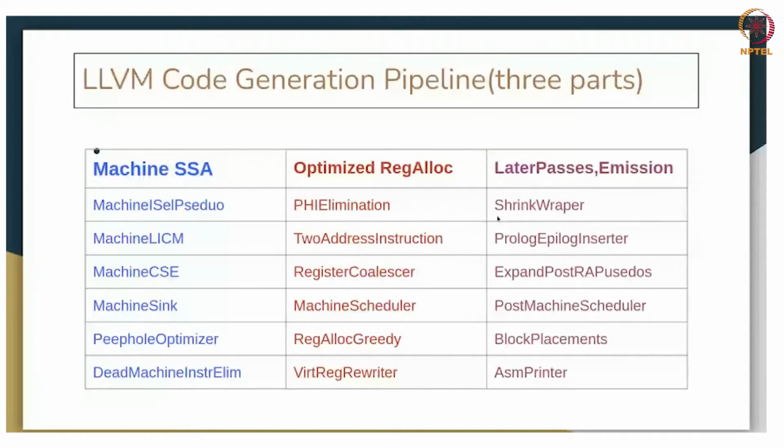Then later passes like code emission. Finally, you print with the ASM printer. This is a high level view of the LLVM Code Generation Pipeline, and this is how it is done.